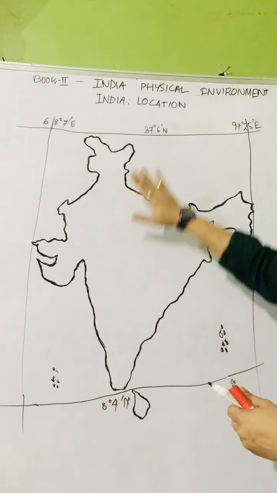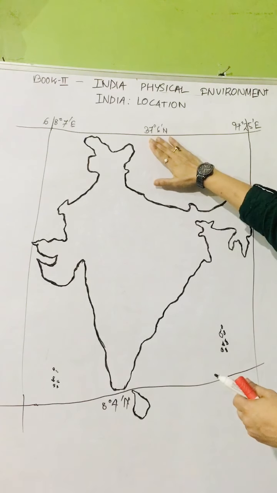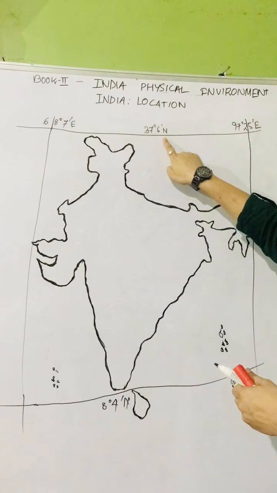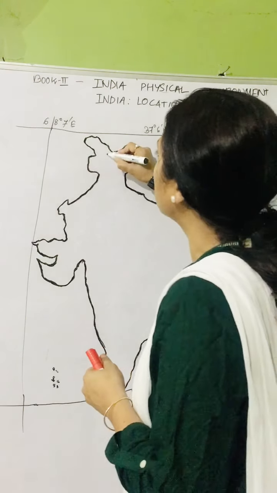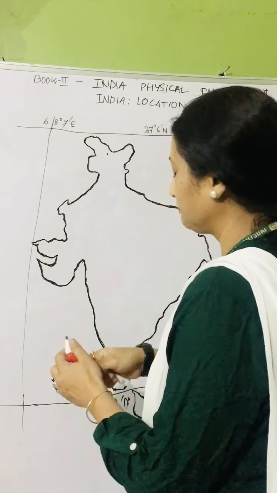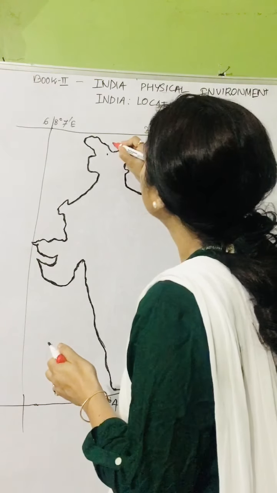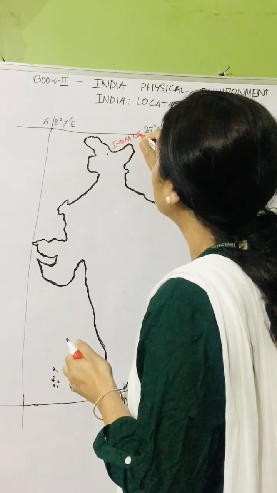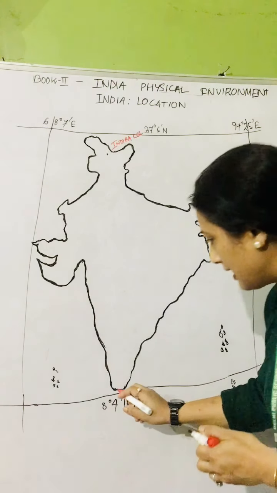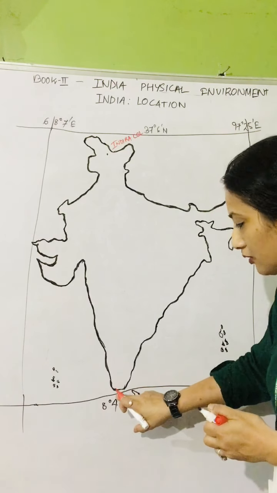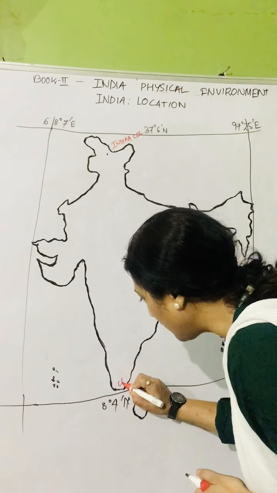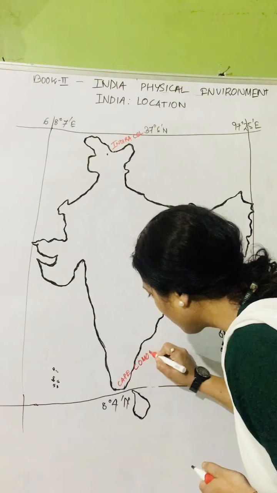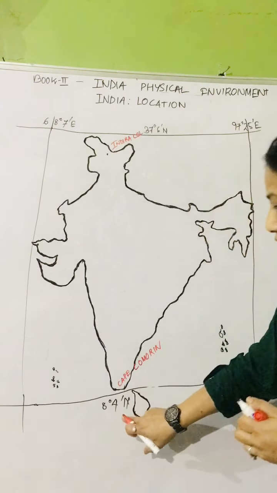So from the map, you can make out India's latitudinal extent. These flat lines are known as latitudes, and it starts from 37 degrees 6 minute north. It is believed the northernmost point of India is Indira Col, which is very close to Siachen Glacier, and our southernmost boundary here is Cape Comorin, which is 8 degree 4 minute north.